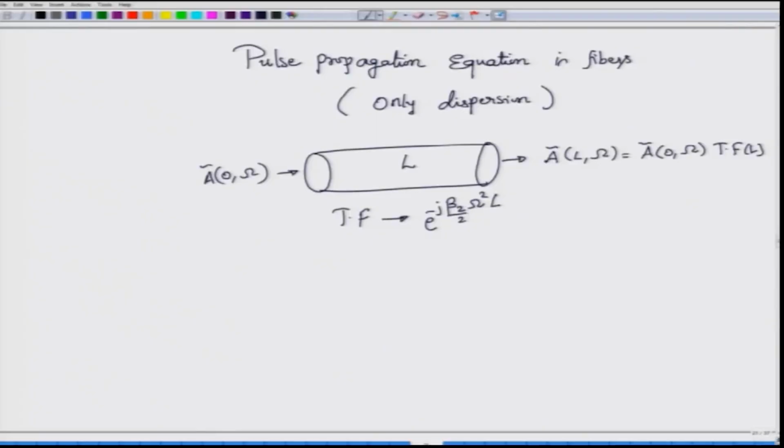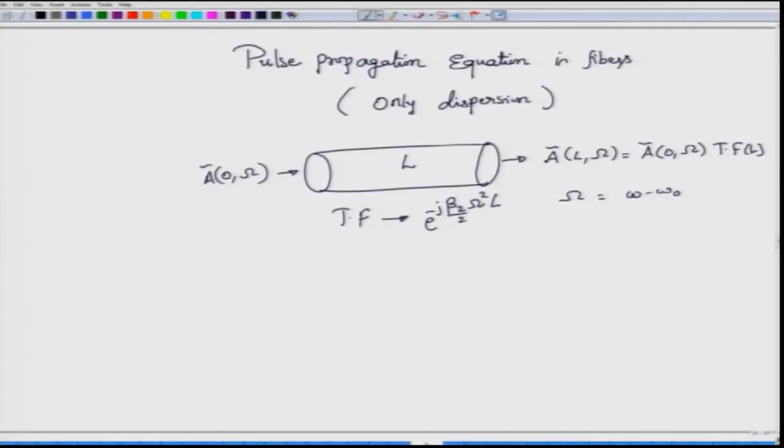Just to remind you, this capital omega is the frequency deviation. We are not really interested in what is happening around the carrier frequency, because the carrier wave itself, at carrier frequency omega 0, will propagate with what is called the phase delay, and that has no real importance for understanding pulse propagation, or optical signal propagation in general, through the fiber. So, if we artificially set omega 0 equal to 0, then we will be working in what is called the baseband of the system. If you do not set omega 0 equal to 0, then you will be working in the pass band, or the band pass system.